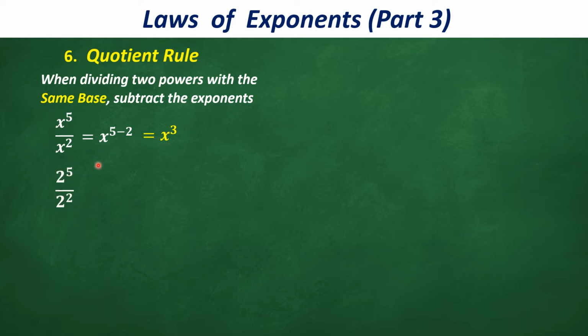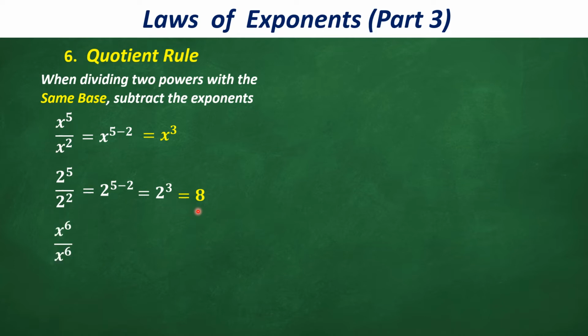Another example, 2 to the 5th power divided by 2 squared. So, the same ang kanilang base, the same base which is 2. Copy the base 2, subtract the exponent. So, 5 minus 2 is equal to 2 raised to the 3rd power. And then, simplify, 2 to the 3rd power is also equal to 8.